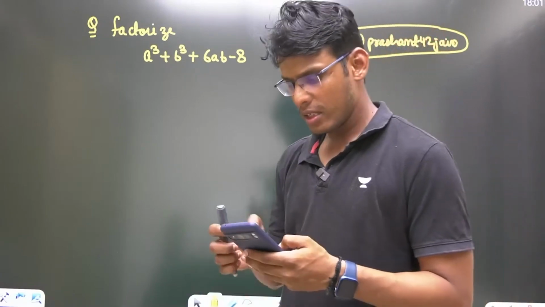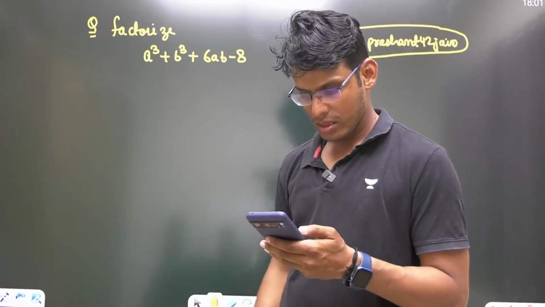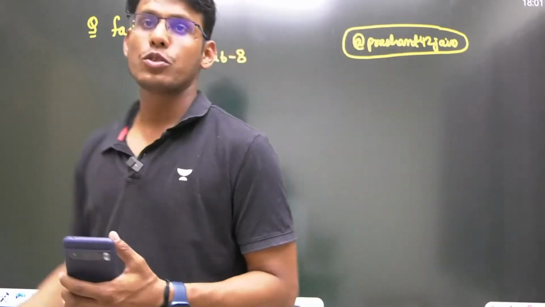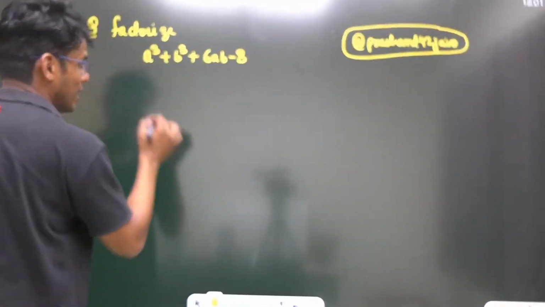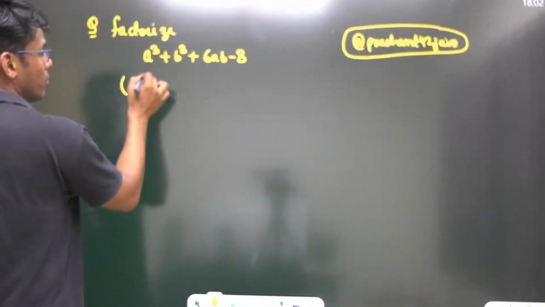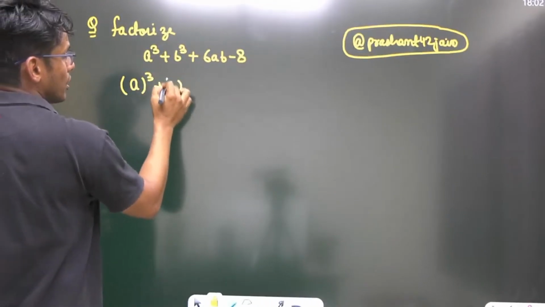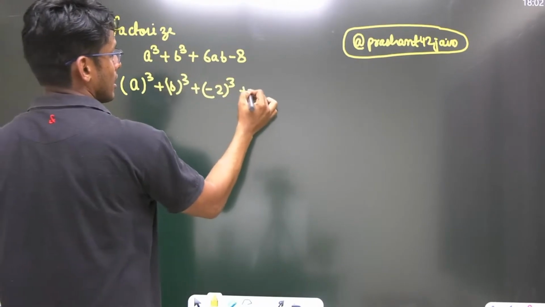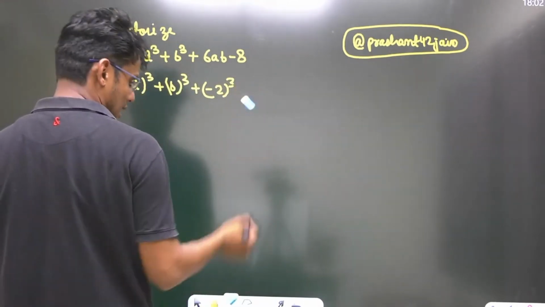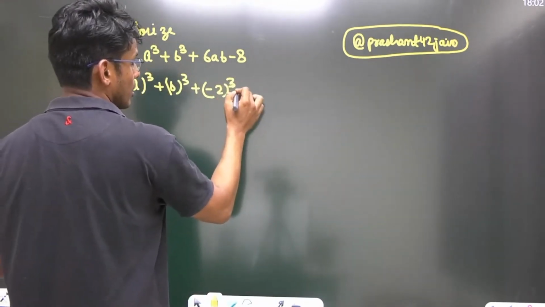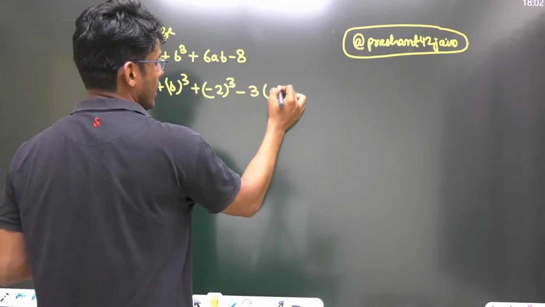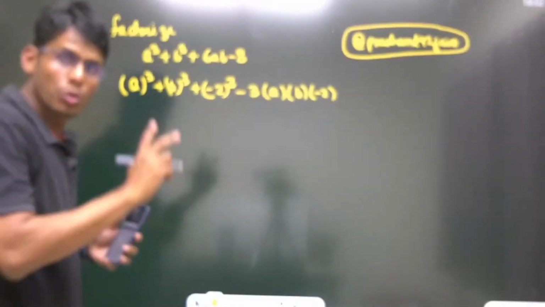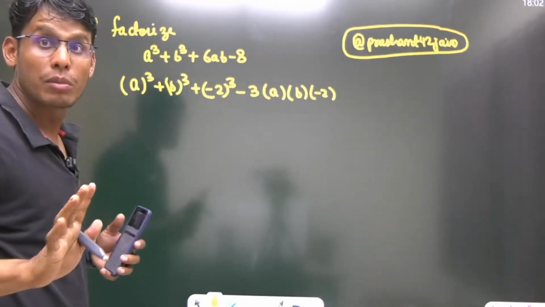Do we have an answer to this? Right. So we will make A cube plus B cube. Now we have minus 2 whole cube, and then you need to write it like this: minus 3 times A, B and minus 2. That is how you get 6AB. So there will be a problem of plus minus here, believe me.